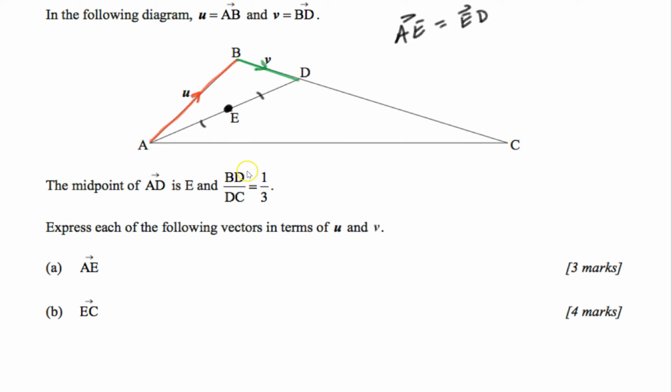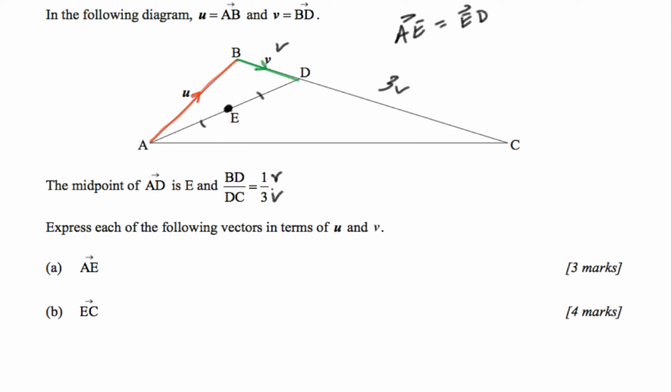Then they tell you BD over DC is 1/3. So all they're saying is this. If this is V, that's BD is V, then this side, DC, is 3V. Because BD is V, that makes DC 3V. So that's the way that works. Just laying it all out there.